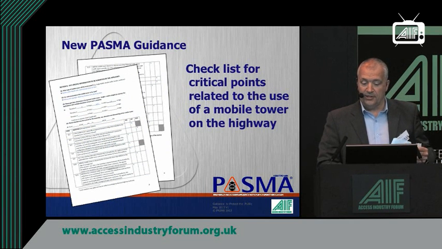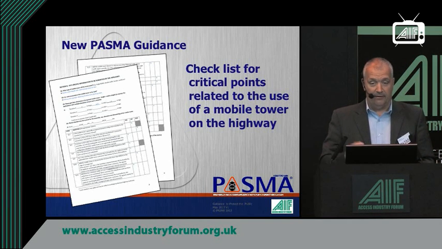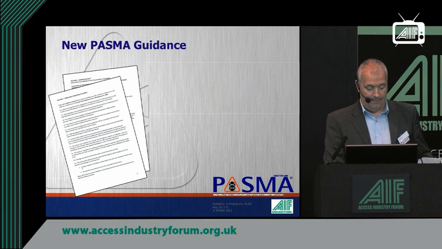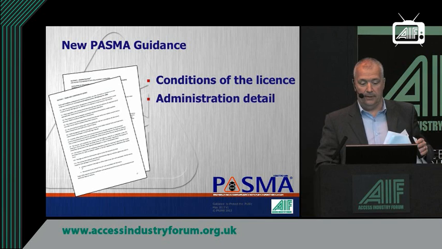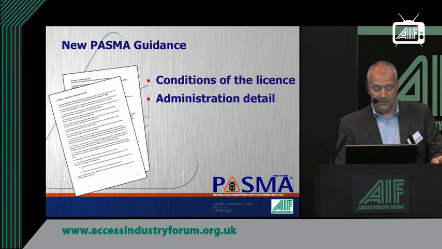Pages 2 and 3 are the checklists for critical points. And again, they're very specific to mobile towers. They're very different to traditional scaffolding issues. And it tells you all about the actual tower that you're going to build. And then finally, in the template, there are suggested conditions of license and suggested administration details.